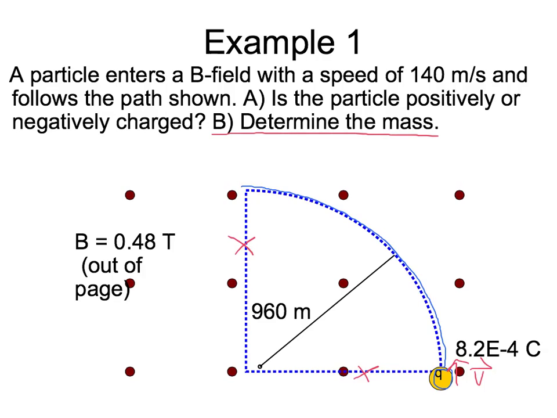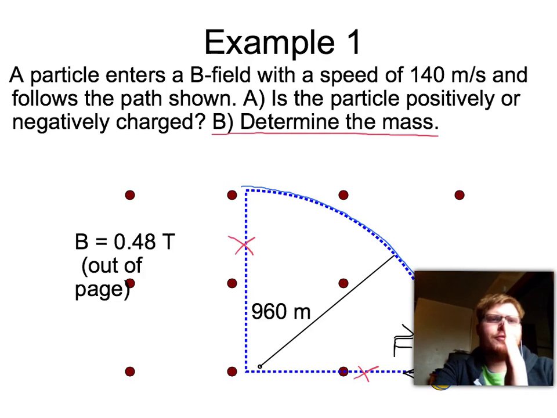So let's see if the right-hand rule would give us a force toward the center of that circle. Because in this case, if the particle came in from the bottom, to get it to go in that circle, we'd have to have a force this way. And so if the right-hand rule gives us a force that way, we'll know it was positive, because the right-hand rule applies to positives. If it gives us a force the other way, so if our force turned out to be that way, we would know it was negative, because a negative will get a force opposite what the right-hand rule gives you.